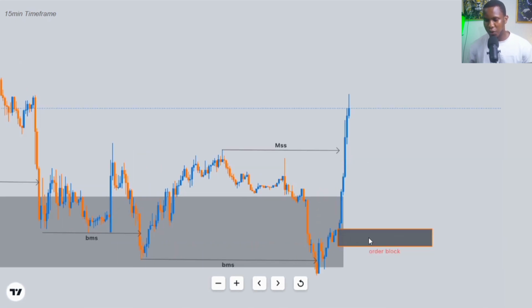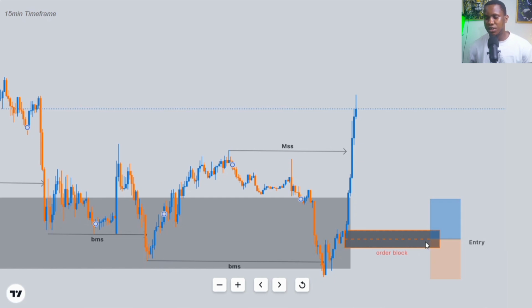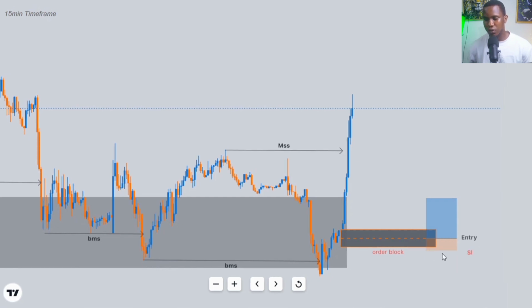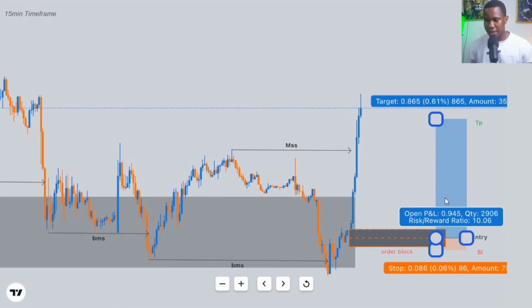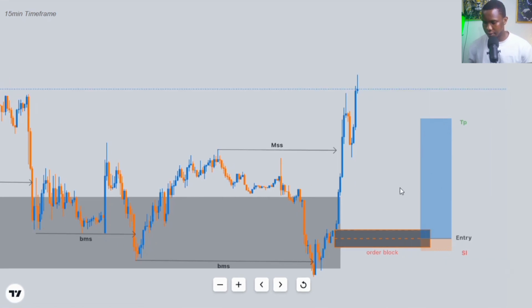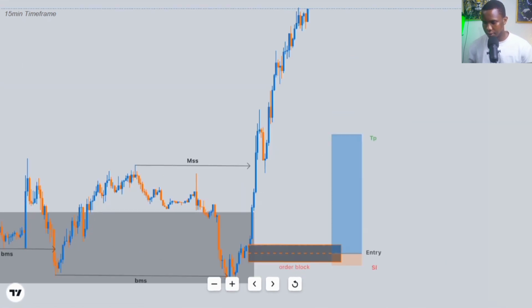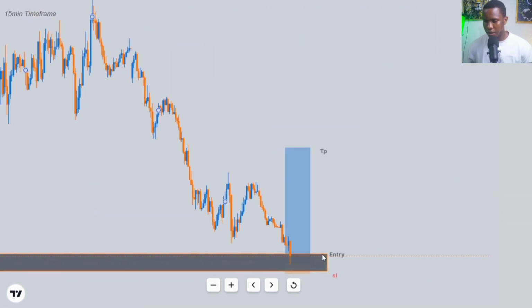Mark out my order block right here, make my entry at the consequent encroachment of this order block, stop loss a little bit below here, and I target these highs as my take profit level, guys, giving me a 1:10 risk reward ratio. Let's see how it unfolds, guys. Okay, now guys, it came to fill us and we are in the setup.